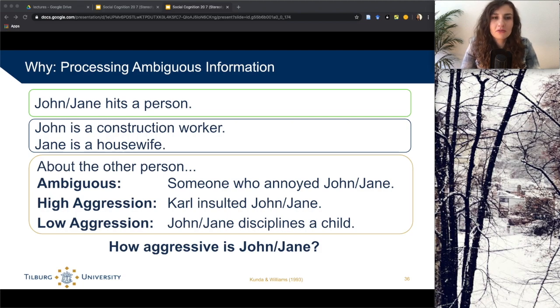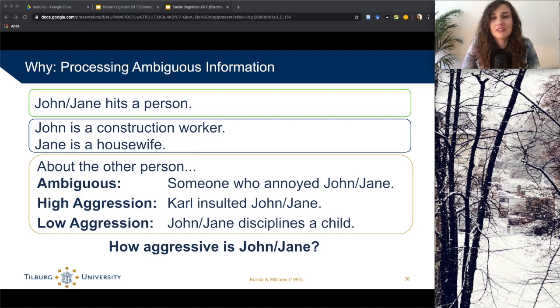So if we then also add information about the other person, we can take a look at how the type of information that is available influences our aggressiveness or aggression judgment, right? So ambiguous information, that's the one that we are particularly interested in here, is to say, well, someone annoyed this person and then they got hit. High aggression information would be that the other person insulted our target, John or Jane. And low aggression information would be that, for instance, they disciplined a child.